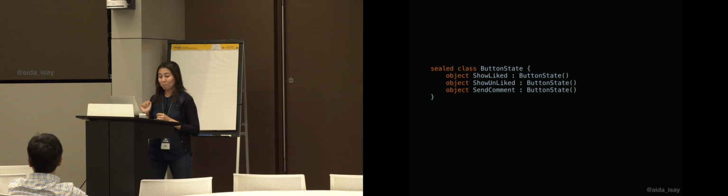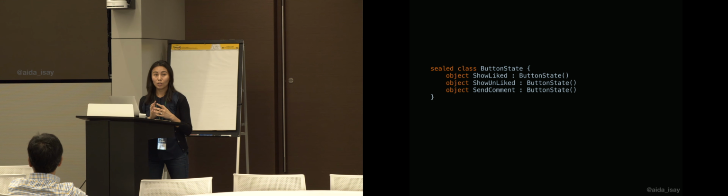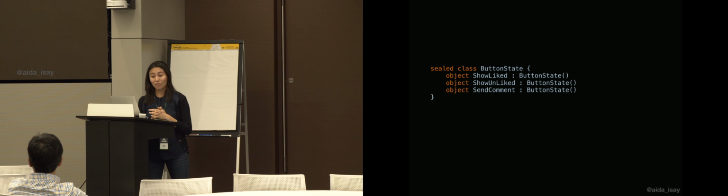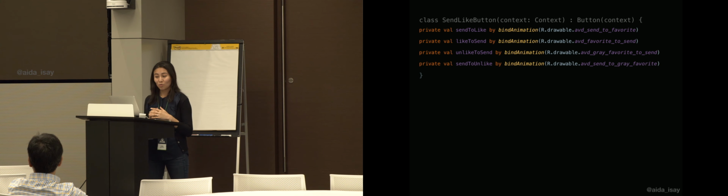This might be okay. This will work, obviously, but let's find a better way to create a more enticing experience with an observable delegate. Sealed classes are a great way to encapsulate the state of UI that we would like to see. So in this button so far we have 3 states: show liked, show unliked, and send comment. Back to our custom view.